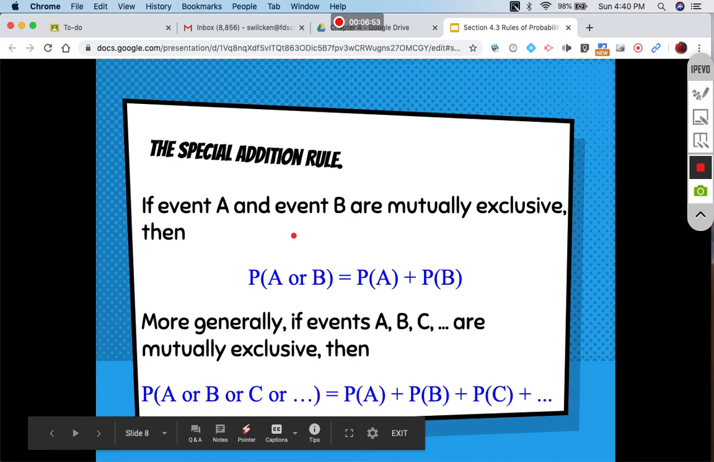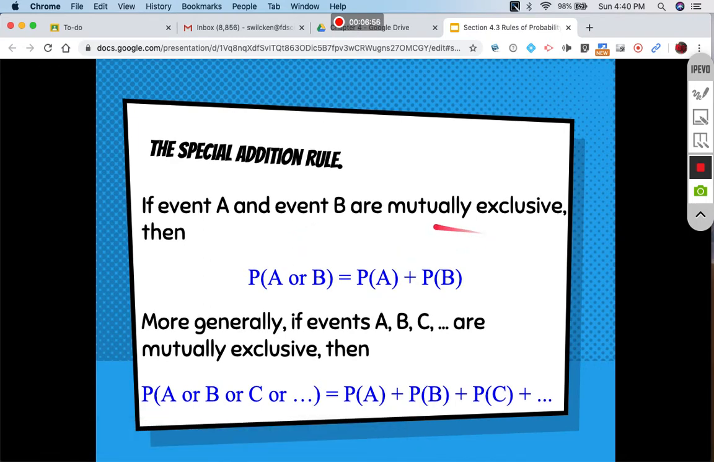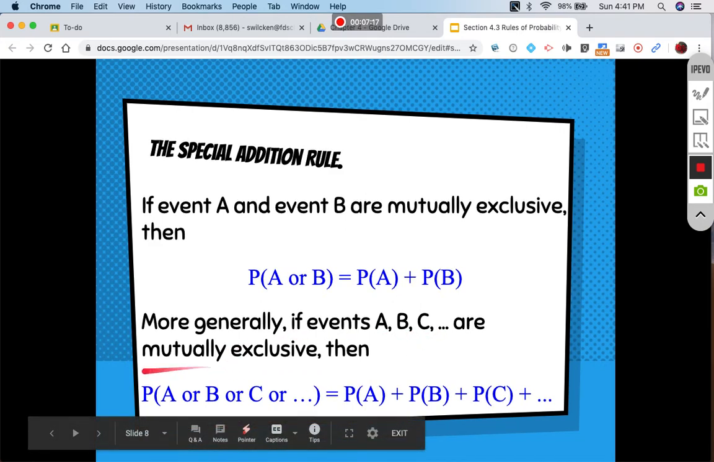So we have our rules. Our special addition rule is if we are mutually exclusive, if there's no overlap, when we have A or B, we can just add the two probabilities together. Sweet. And this also works if there's more than two events. If A, B, and C are mutually exclusive, again, they all have to be mutually exclusive, then we can just add all the probabilities together, no matter how many events we have, as long as they are all mutually exclusive. There can be no overlap.